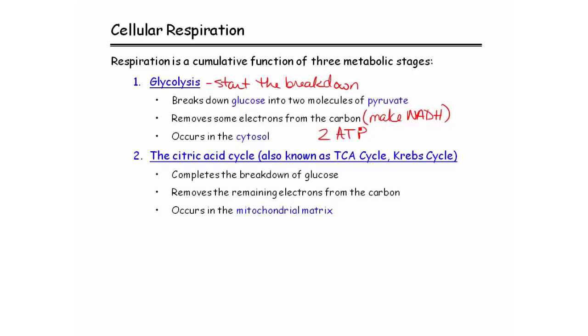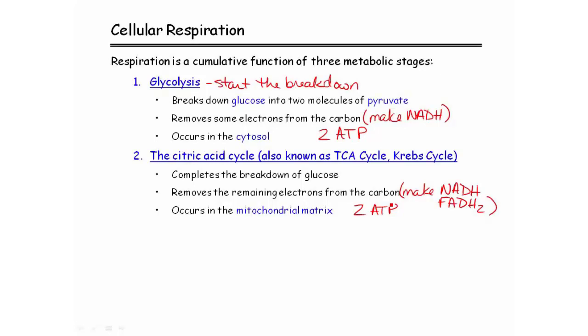What the citric acid cycle is going to do is complete the breakdown of the glucose. By complete the breakdown of the glucose, this means that the remaining high energy electrons will be removed from the carbon. That means that we will be making even more NADH, and we're also going to see some FADH2 made here as well. So we collect the high energy electrons. We will also make a little bit of ATP. It's going to be another 2 ATPs that gets made in that stage. And that second stage is going to take place in the mitochondrial matrix. That's the very inside compartment of the mitochondria.